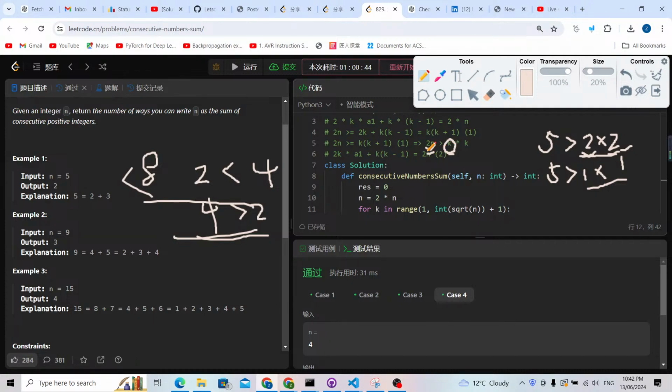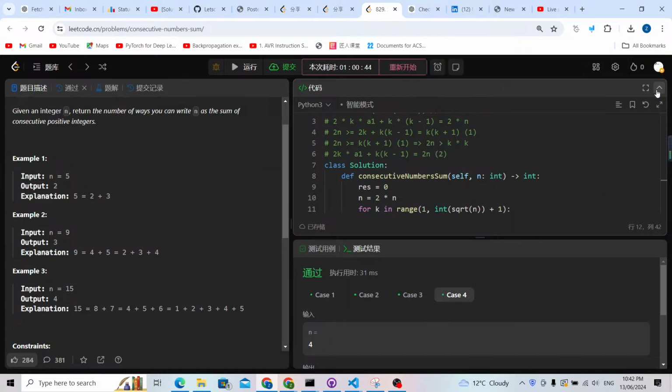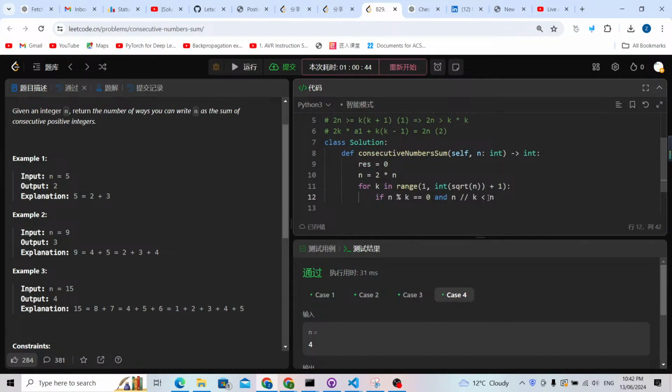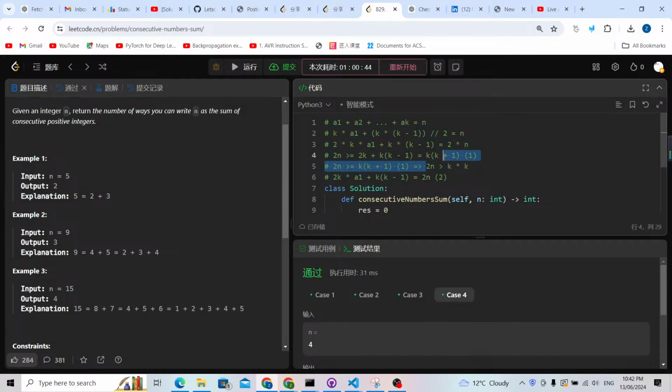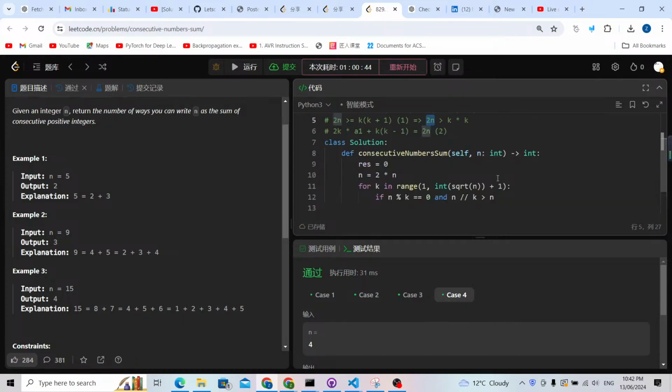We can use any formula. I think it is okay if n divided by k is more than k. Let's just take it, because if it is divisible, we can directly calculate it. So this is n modular k, and n divided by k should be more than k. Yeah, if it is more than k, it is okay.